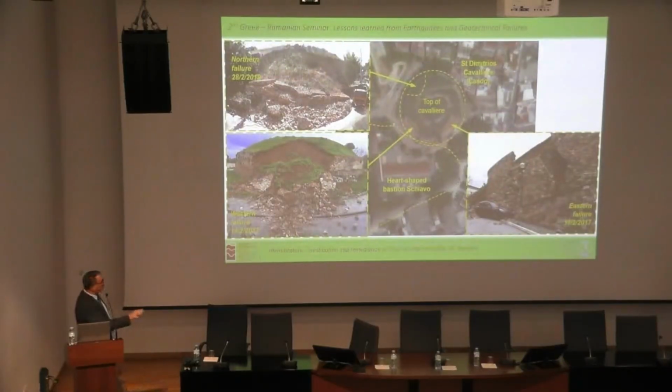Which again hits the northern part of the Cavaliere, destroying all the pavement where tourists and visitors in the city pass in order to go from the western side to the center of the city.